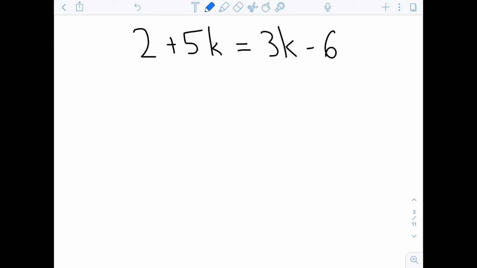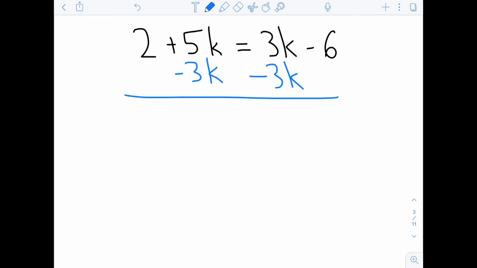Here's another example. 2 plus 5k equals 3k minus 6. So there are many different ways to approach this. You could get rid of the constants first, or you could get rid of the variables first. I will get rid of the variables first. So I would subtract 3k on both sides. That would get rid of the variables on the right.